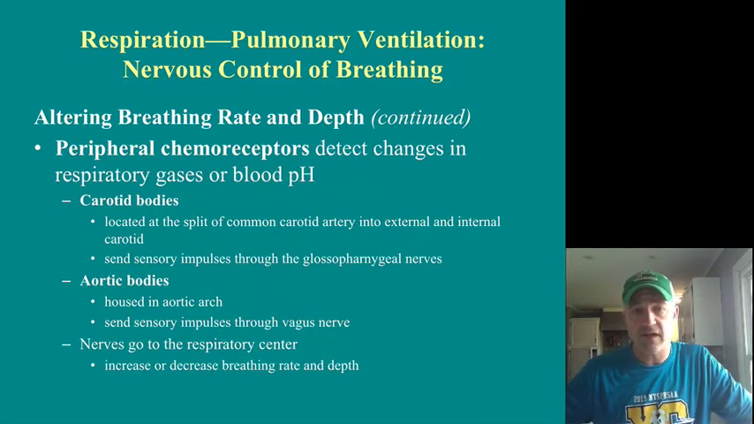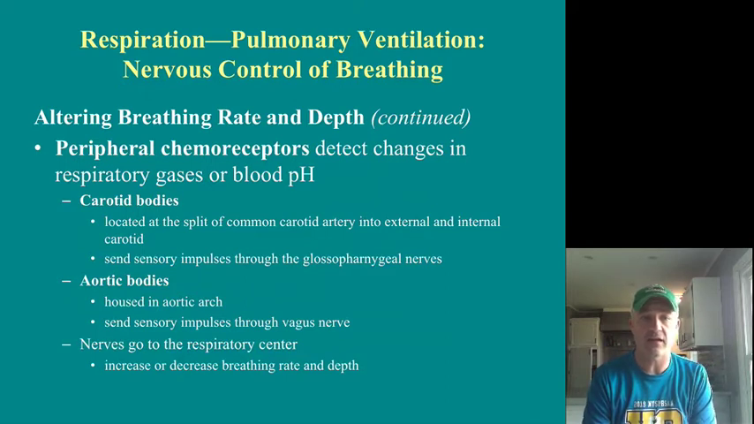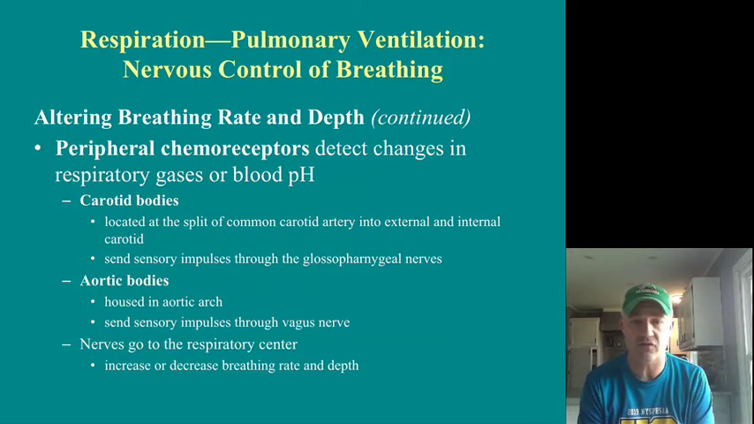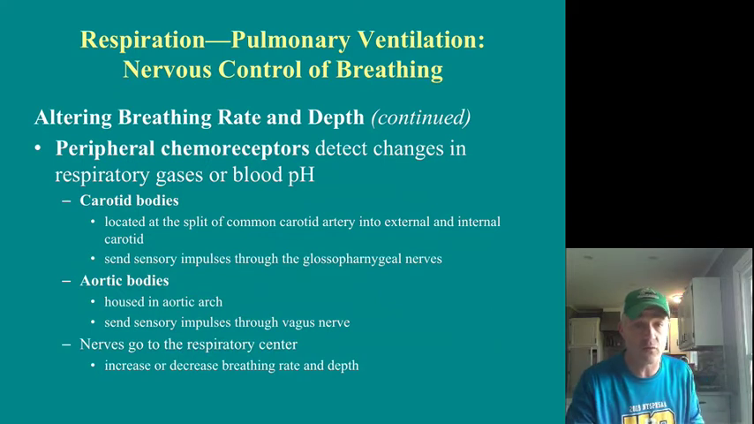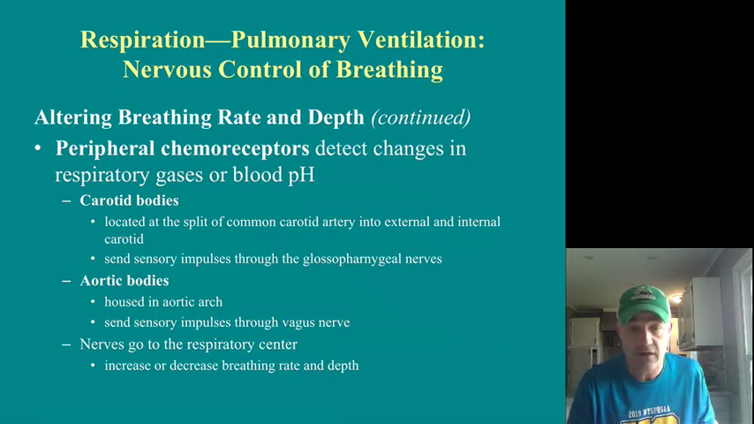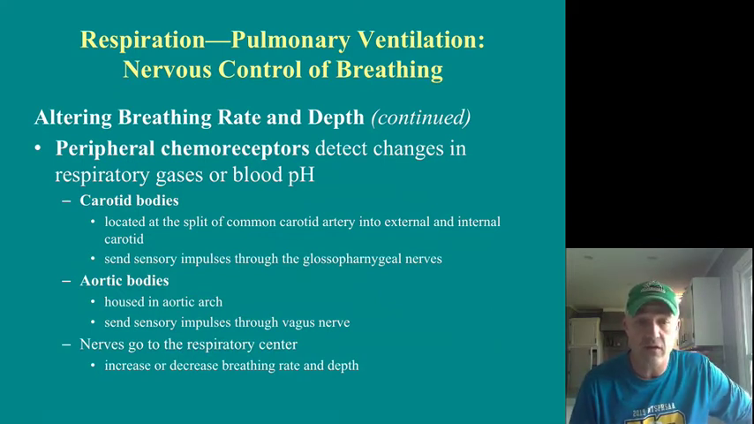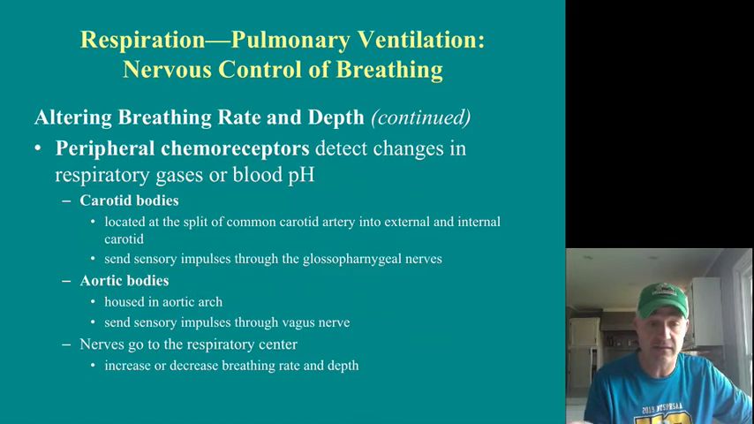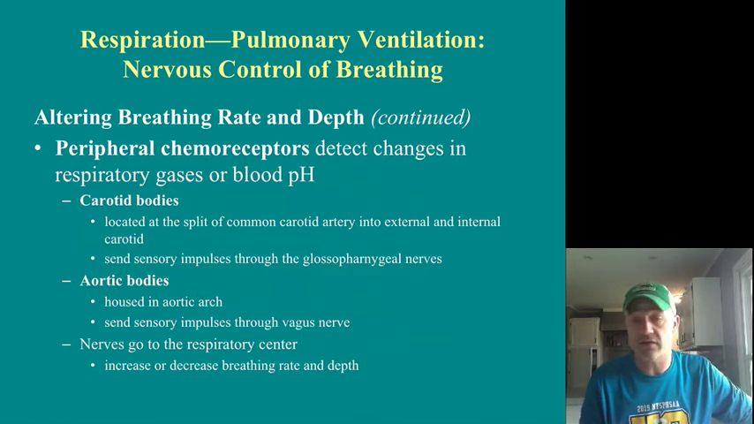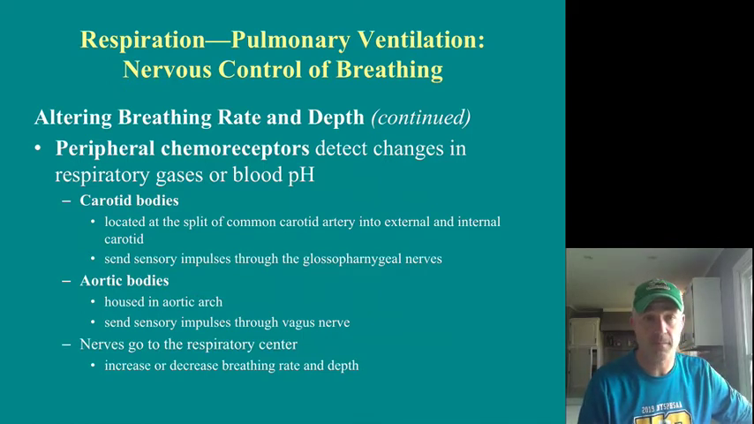The peripheral chemoreceptors are the ones in the carotid bodies and aortic arch. They're going to send messages back up through some of those cranial nerves, either the glossopharyngeal or the vagus. I'm not so worried that you know which one is which. But these are going to go up to those respiratory centers and, depending on what's going on with those blood pHs and respiratory gases, can either increase or decrease breathing rate.